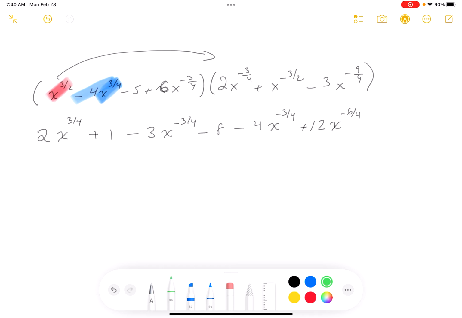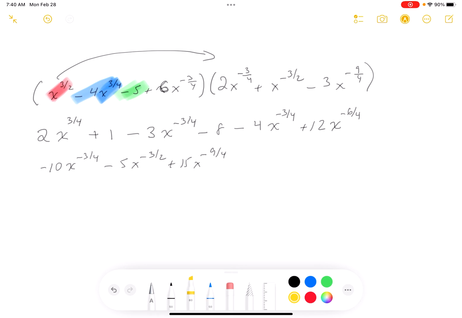And let's get our highlighter out. We're going to do the minus 5. All right, let's do it. What do you get? Minus 10x to the minus 3 quarters. Minus 5x to the minus 3 halves. Plus 15x to the minus 9 quarters. All right, let's go to the next one.